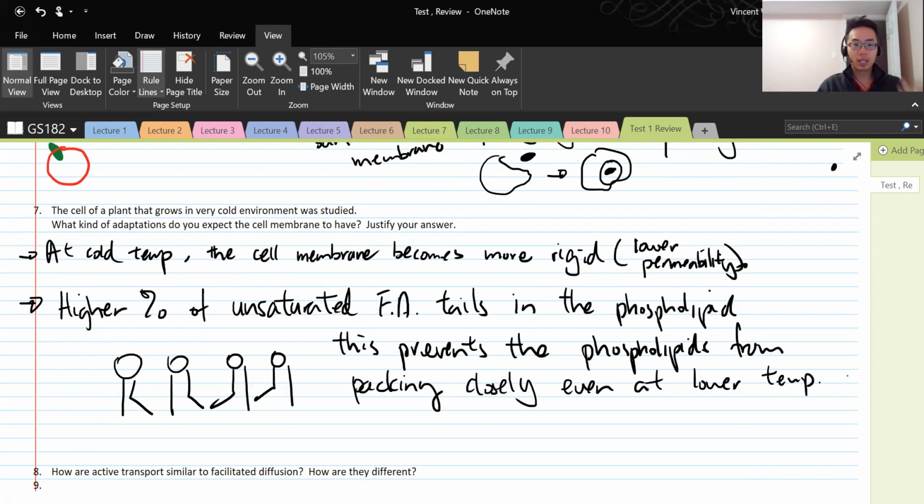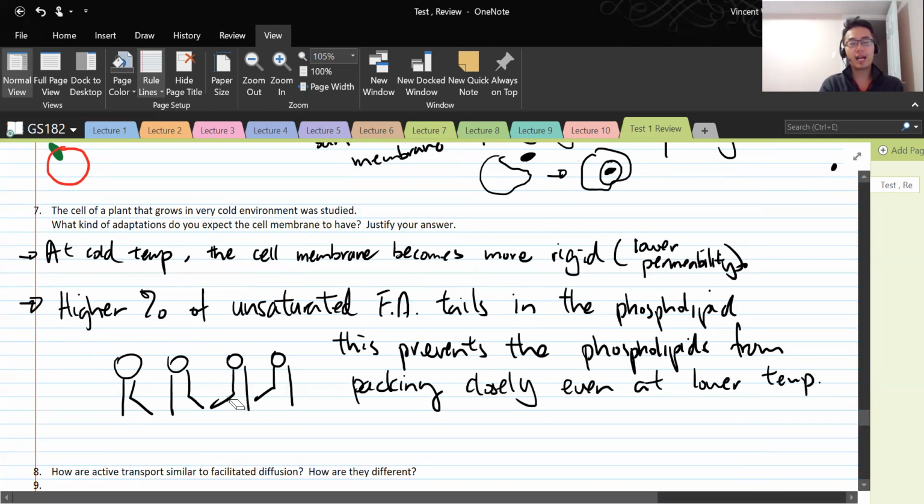And that's because the cooking oil, the plant oil, is basically unsaturated fat, and they don't pack easily. Okay. Another adaptation is you would expect to have a higher percent of cholesterol in the membrane.